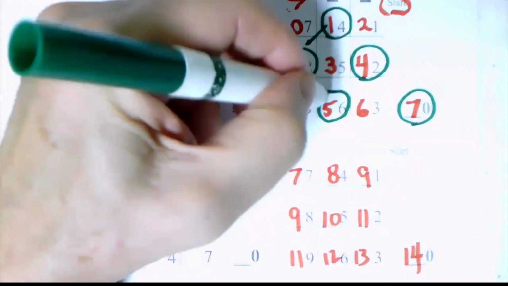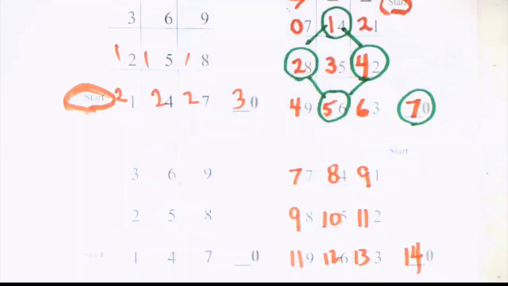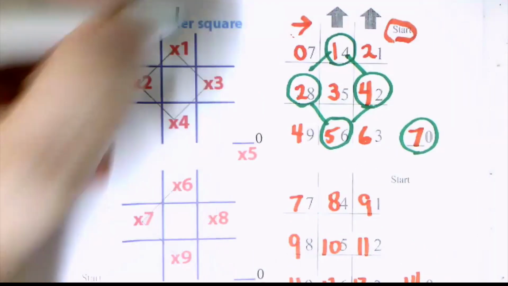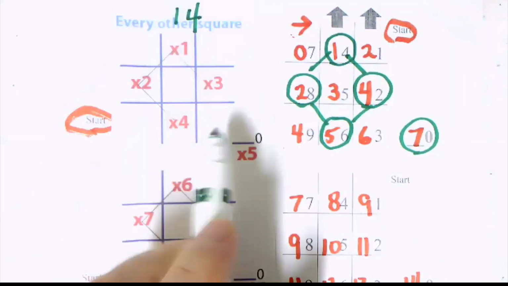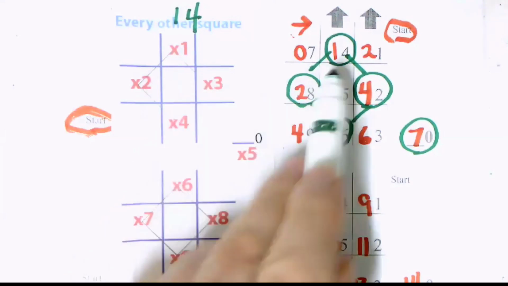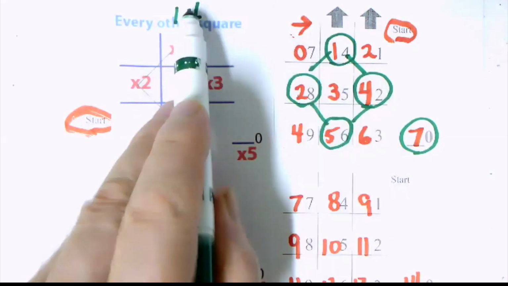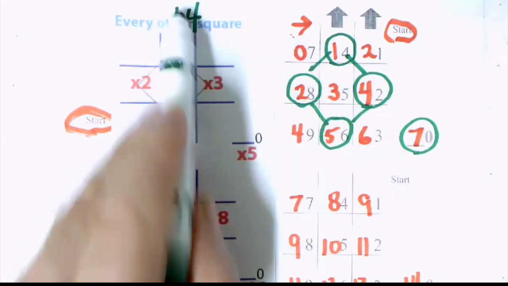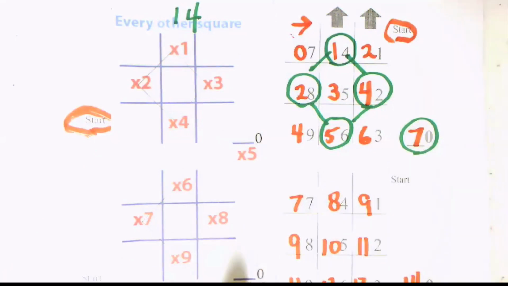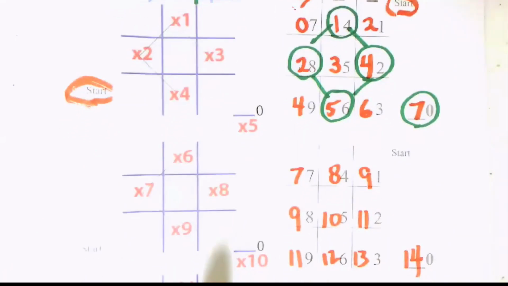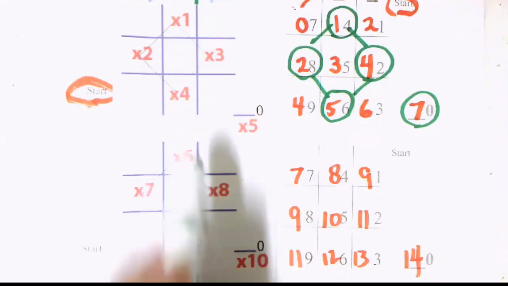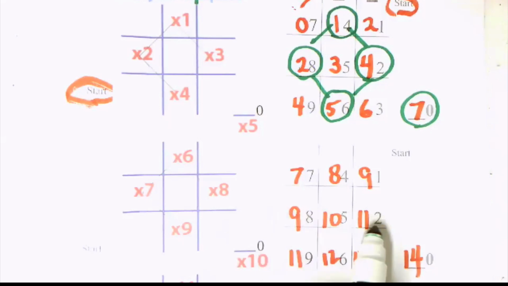It goes boom, boom, boom, boom. There's our diamond pattern for 7s. This is the 14s here. And times 1 is 14, times 2 is 28, 14 times 3 is 42, 14 times 4 is 56, and 14 times 5 is 70. And 14 times 6 is 84, 14 times 7 is 98, 14 times 8 is 112, 14 times 9 is 126, and 14 times 10 is 140.